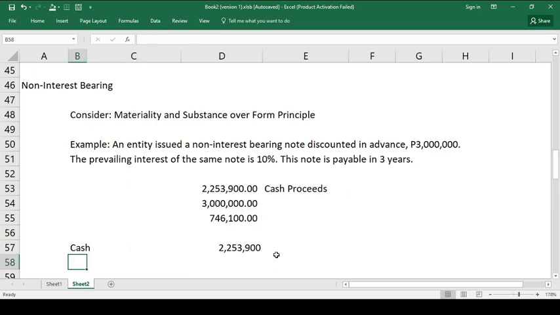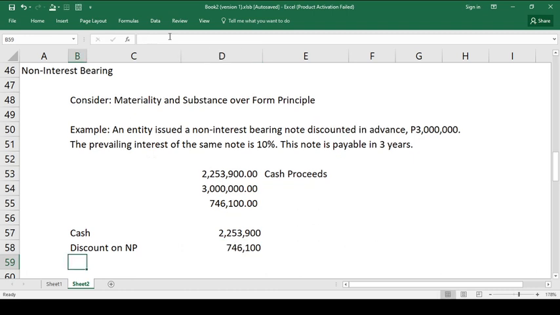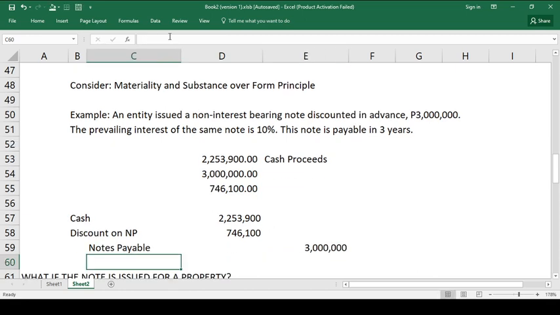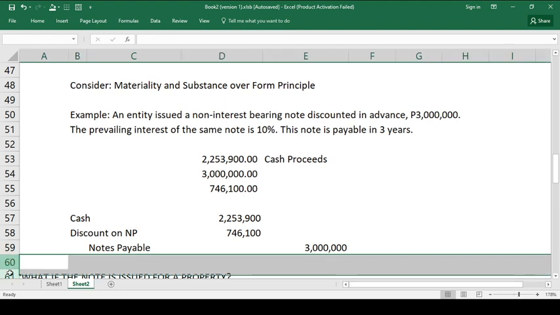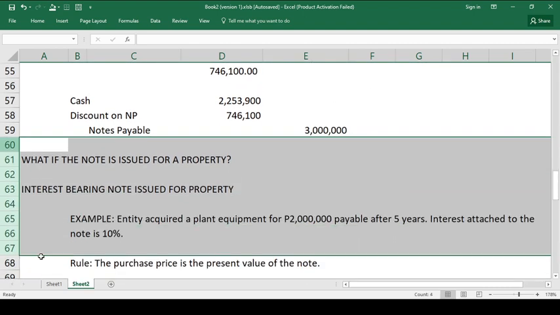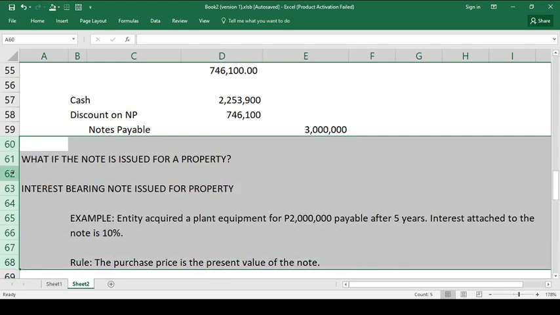Okay, so we will recognize here a discount on notes payable amounting to 746,100, and then credit notes payable, so that would be 3 million pesos yung credit natin. Sir, how are we going to determine the interest expense in this case pag ganun po ang mangyari? Okay, because we just follow the principle of the substance over form rule.